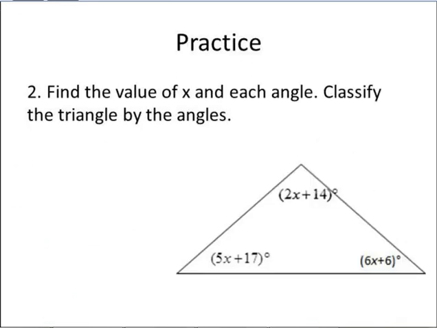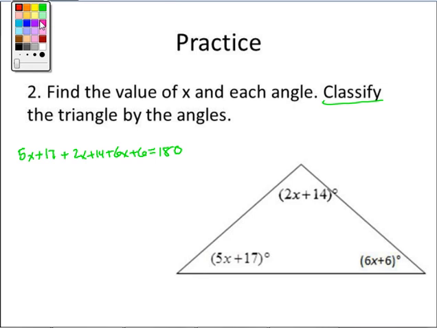Next. Find the value of x. So same kind of problem, just a little bit more complicated. And then it says classify the triangle by the angle, so we'll talk about it at the end. To do a problem like this, we know this little symbol right here for degrees lets me know that those are the angle measures. So I'm going to add up the angles: 5x plus 17 plus 2x plus 14 plus 6x plus 6 equals 180. Go ahead and pause the video right here. Try and solve that yourself, and then I'll walk you through how I solved it when you unpause.